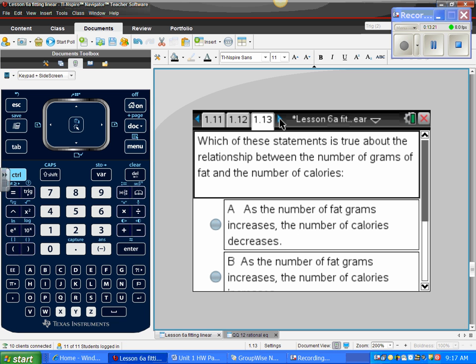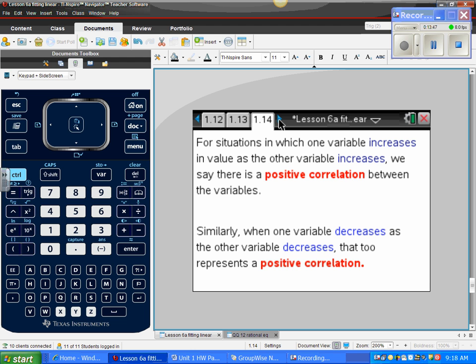Okay. So which of these statements is true about the relationship between the number of grams of fat and the number of calories? B, yeah, as the number of fat grams increases, the number of calories increases. Good. We doing okay? And again, that's a positive relationship, or a positive correlation, which is what we're going to talk about now. All right, so for situations in which one variable increases in value and the other variable increases, we say that's a positive correlation. For instances where you have values decreasing and the other value is also decreasing, that's also a positive relationship or a positive correlation.